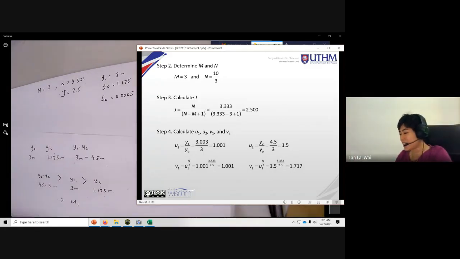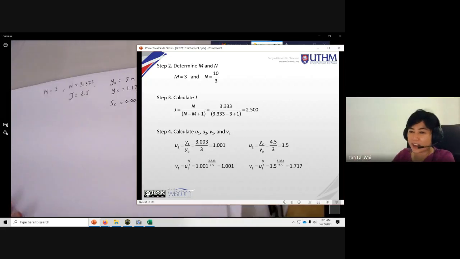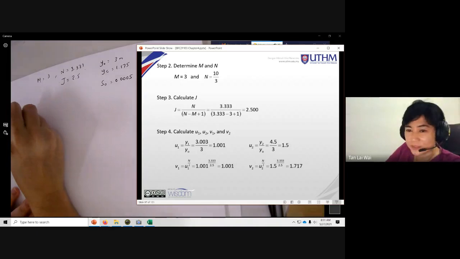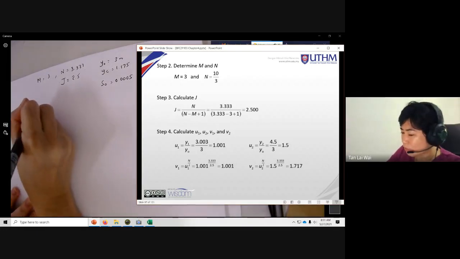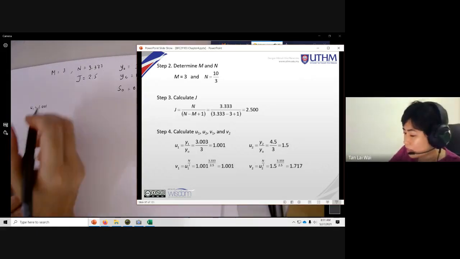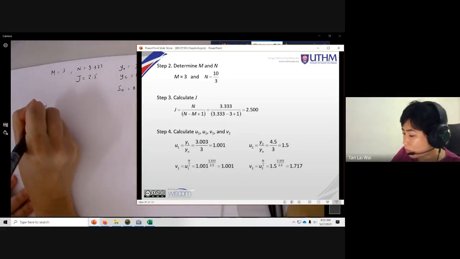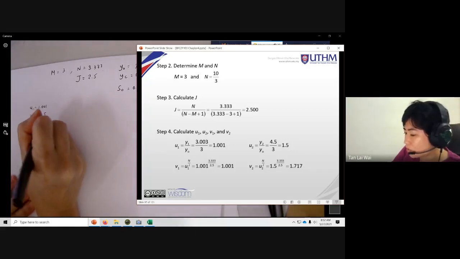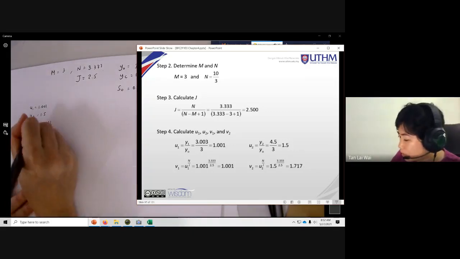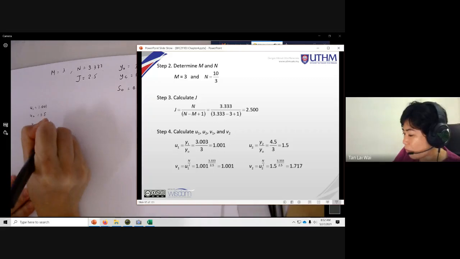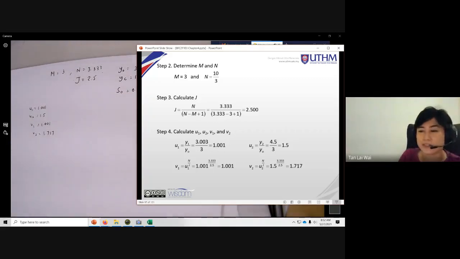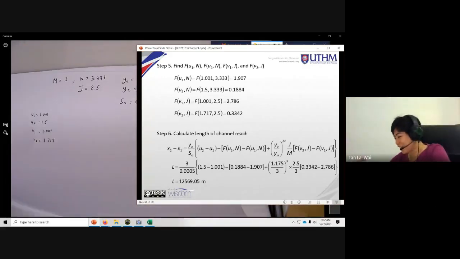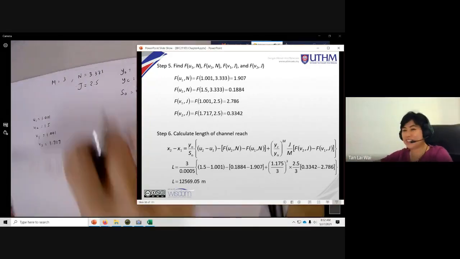By now you already have U1 equals to 1.001. Your U2 is 1.5. Your V1 is 1.001 as well. Your V2 is 1.717. Now, next step. Still, we have to solve for this formula here.